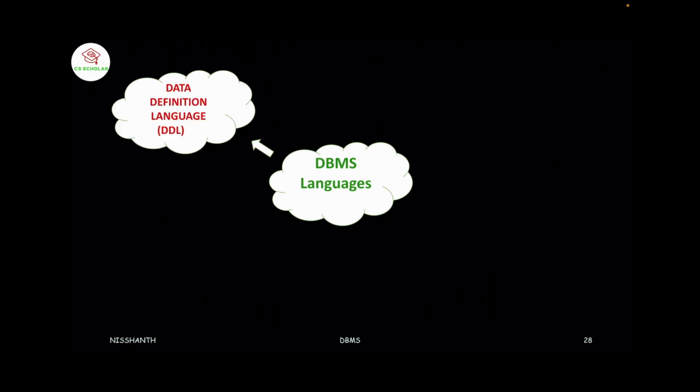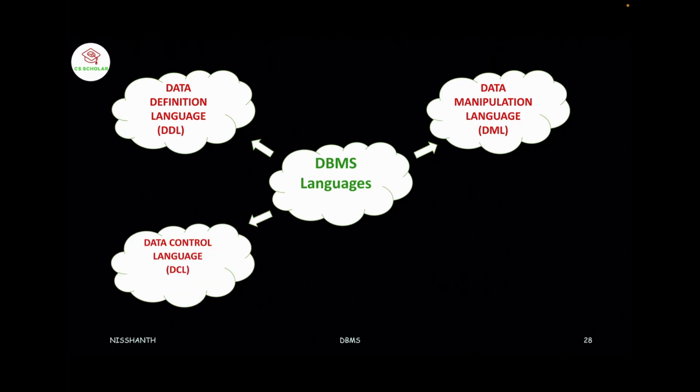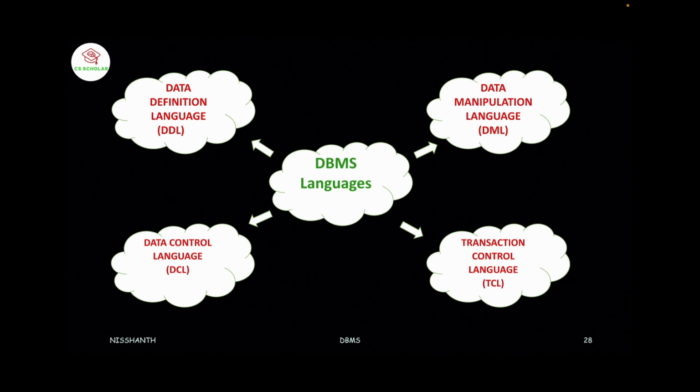DBMS languages. DBMS languages are the specific instructions or commands that are given by the users to the database to perform particular operations. There are four languages. The first one is called data definition language, popularly known as DDL. The second one is data manipulation language, DML, the third one is data control language, DCL, and the fourth one is transaction control language, TCL.